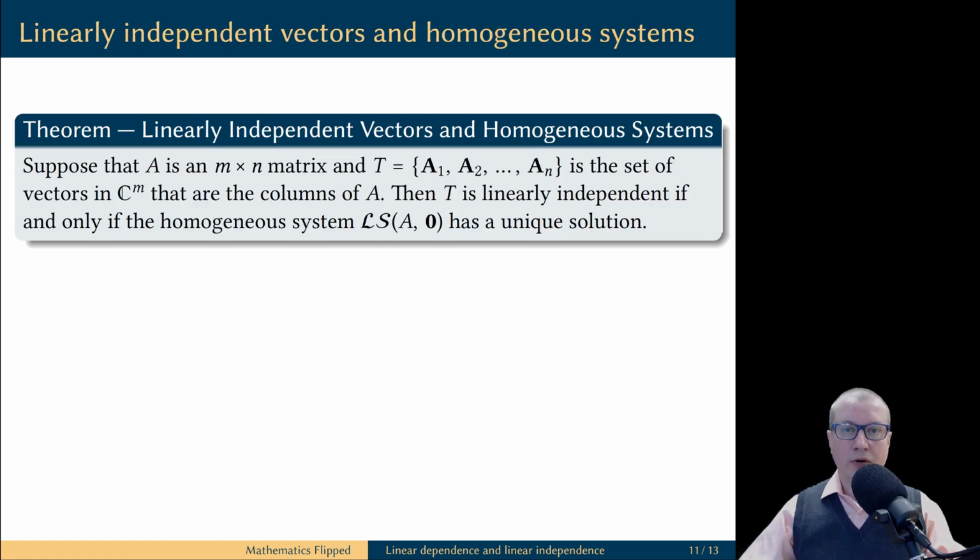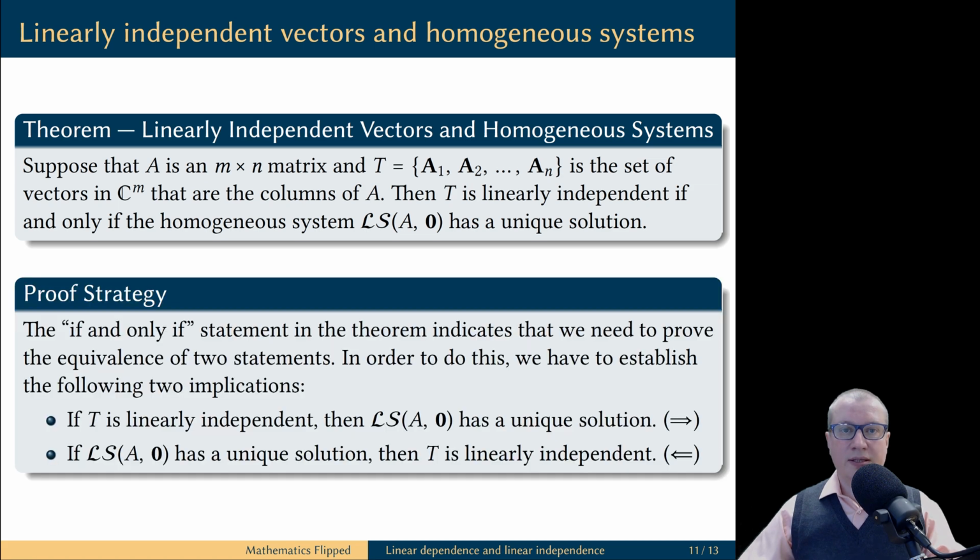Let's formalize our findings from these two examples in the general theorem. Suppose we have a matrix and we consider the set of vectors which are the columns of this matrix. Then this set is linearly independent if and only if the homogeneous linear system with this matrix as the coefficient matrix has a unique solution. This is an if and only if statement, and it means there are two separate implications for us to prove.